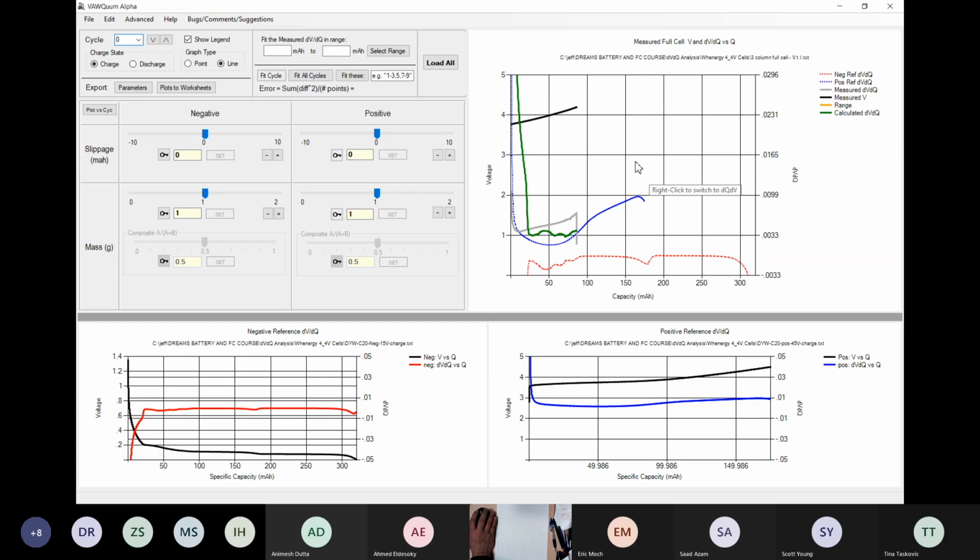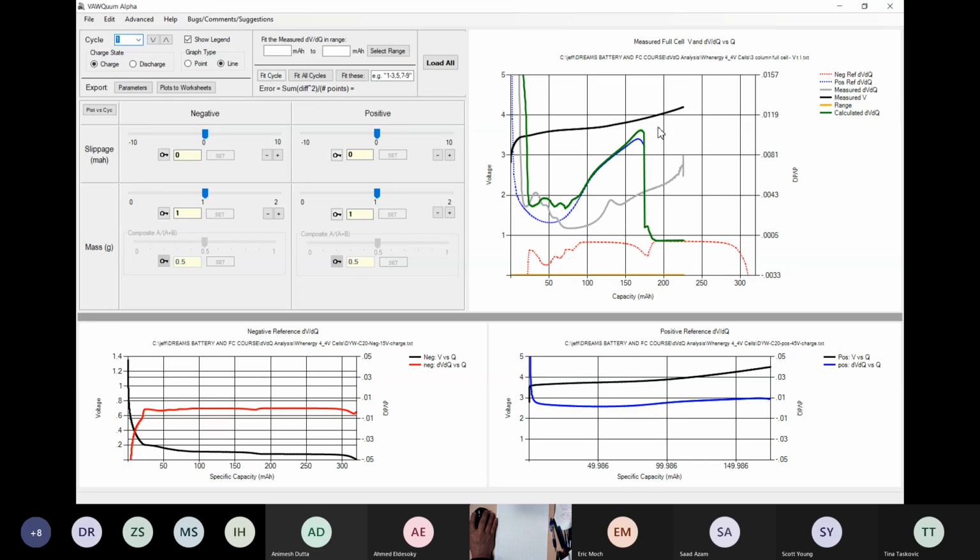Okay, so here we are. Up in this box on the right, we have the full cell voltage curve in black. Oh yeah, this is for the formation cycle. I was wondering why the capacity is so darn small. It's because we're on cycle 0, which is the formation cycle. So I'm going to go to cycle 1. There we go. So now we have one of our typical lab pouch cells, about 220 milliamp hours, and you can see the voltage curve of the full cell in black.